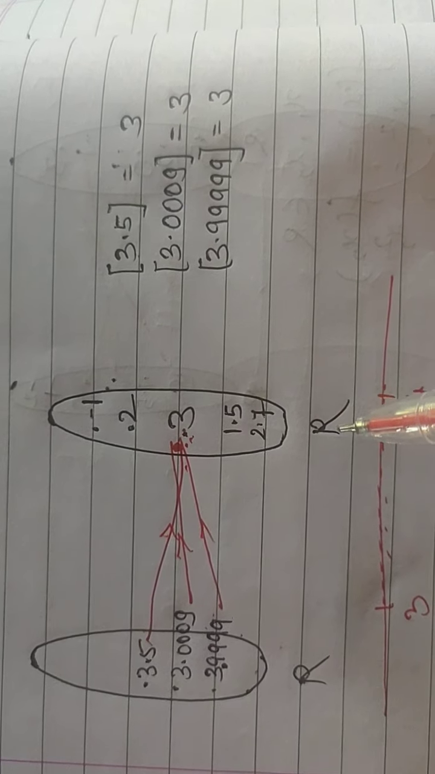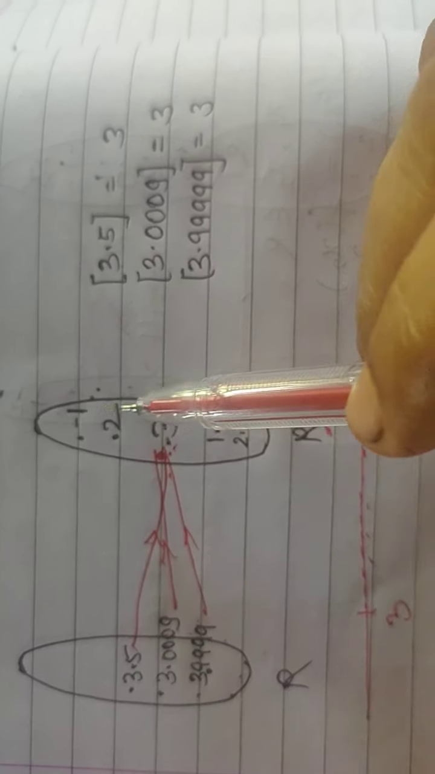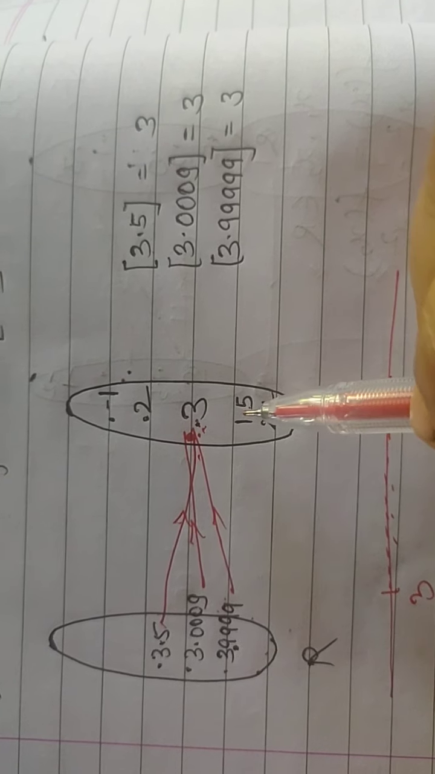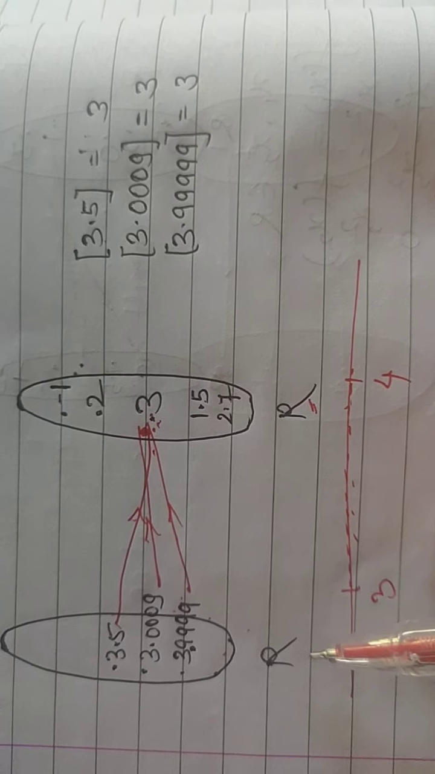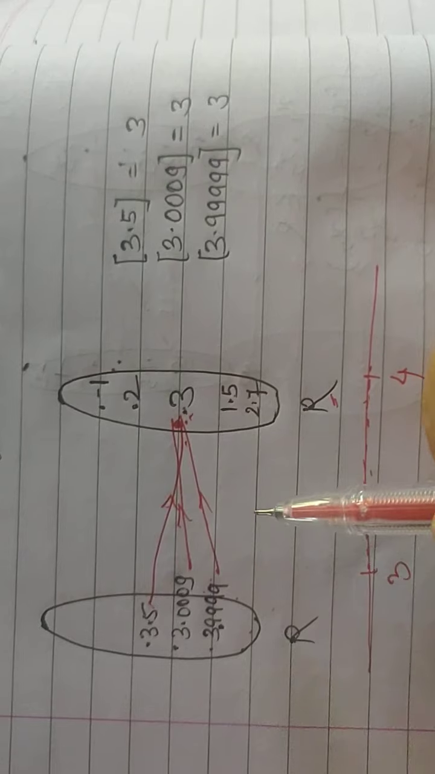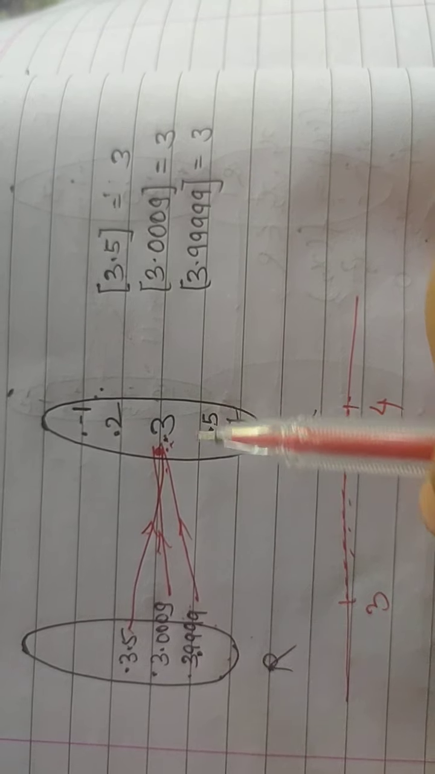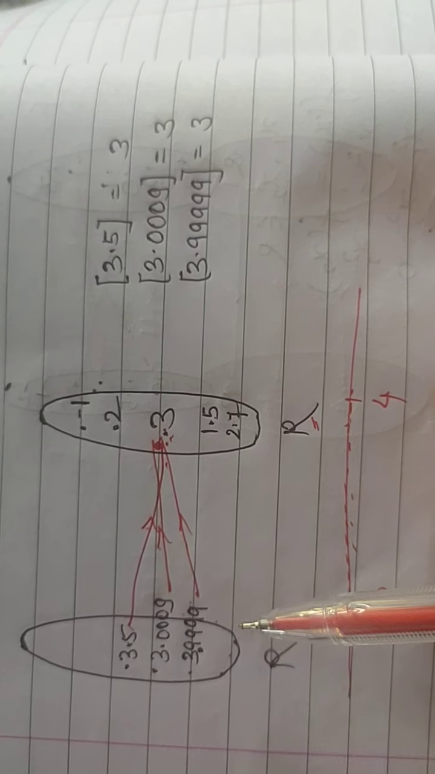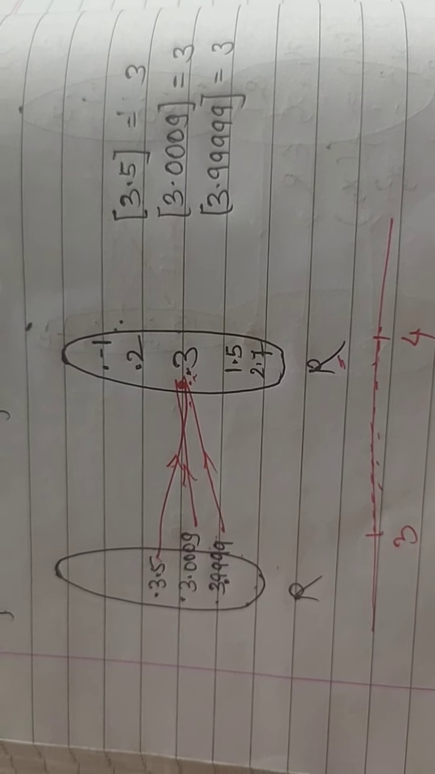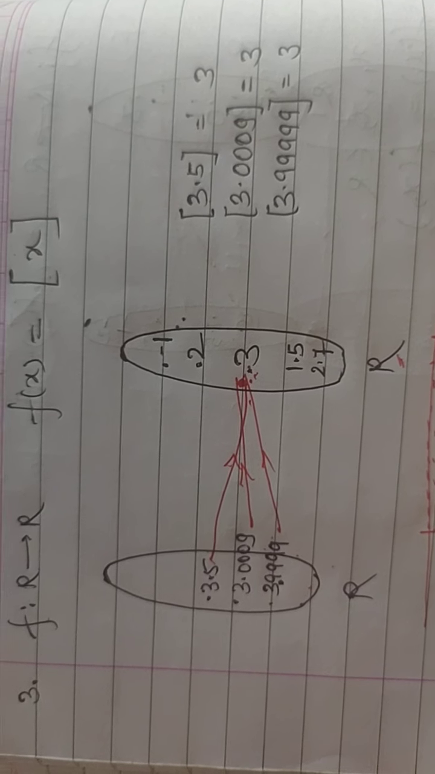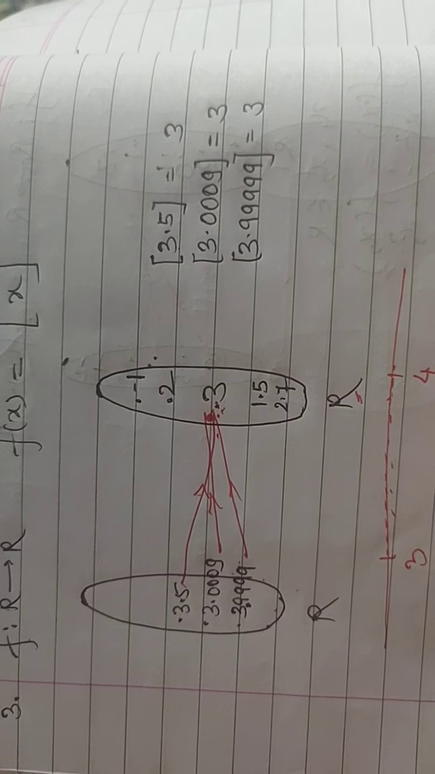And when you observe this R, that is the codomain, carefully, there are integers also, fractions also, and negative numbers also. So integers and fractions do not have any pre-image in the set R, and hence it is neither 1-1 nor onto, neither injective nor surjective, hence it is not a bijective function. So children, in this way we can check whether the function is injective, surjective and bijective or not.